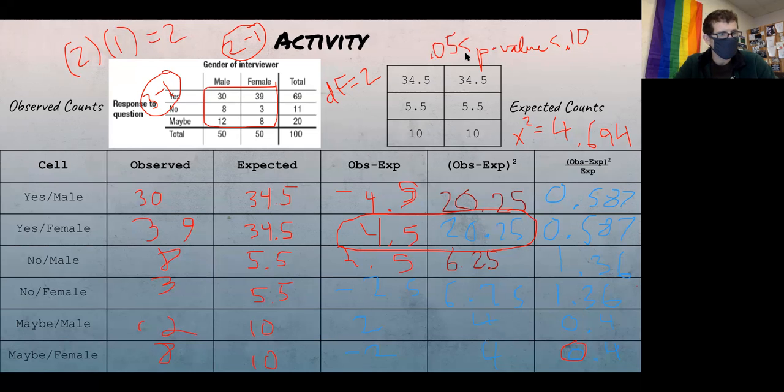And assuming we started with a 0.05 significance level, then at this point we could say we would fail to reject the null hypothesis. And I'll pause right there to see if there are any questions on this.